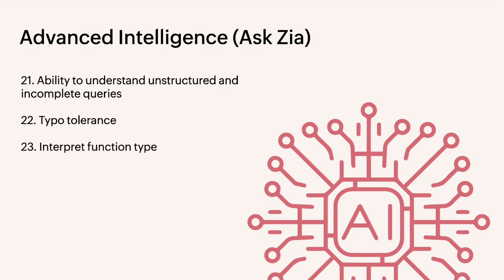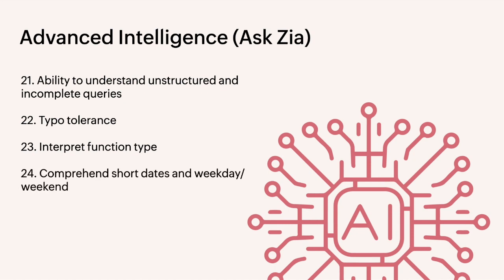Zia is now equipped to interpret function types. Let's say you want to understand the cumulative monthly sales in 2020. You can just ask Zia to get you a report on the cumulative monthly sales in 2020. And this actually means running total, which you need not specify in a question, but the intelligence built inside the platform can understand these function types.